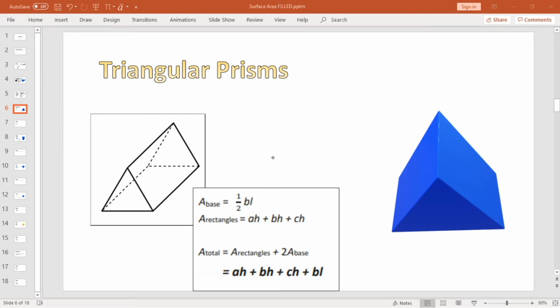So moving now to triangular prisms. So if you take a triangle and you add some dimensions.